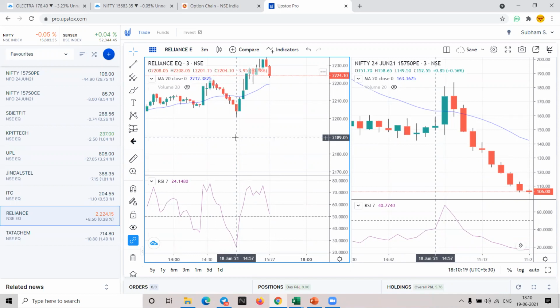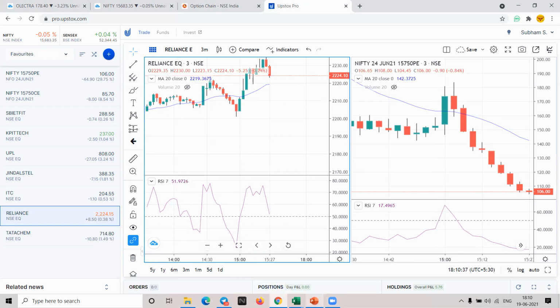Work on this, practice this. It is easy to implement. You can apply the same on stocks, Nifty, at the money strike price, or in the futures also you can do the same strategy. Plot this setup on futures. Stock selection I have already told you.